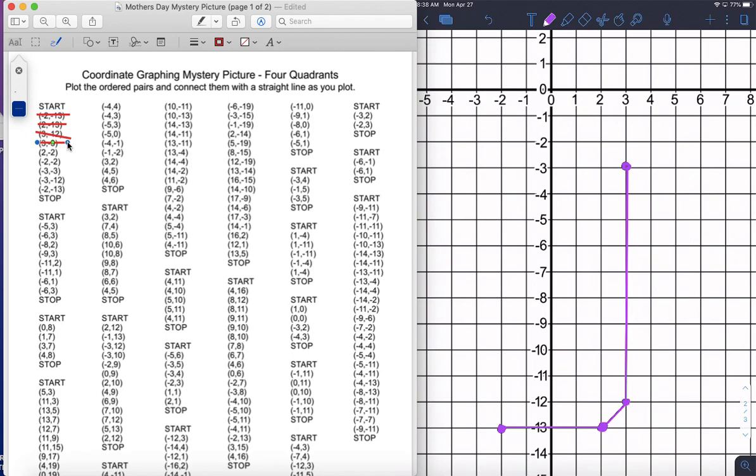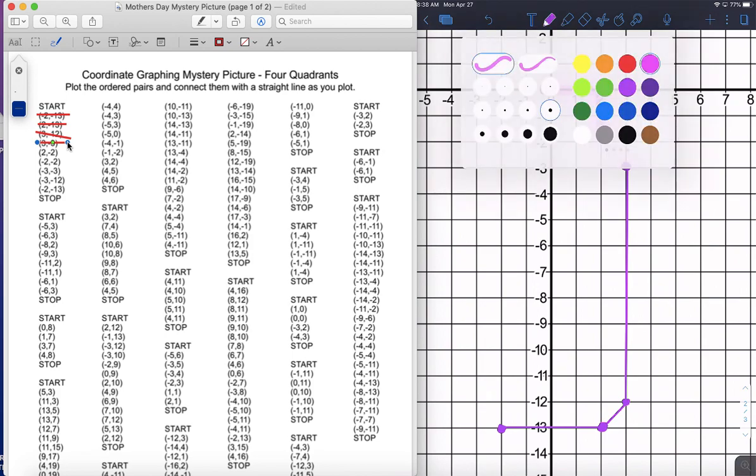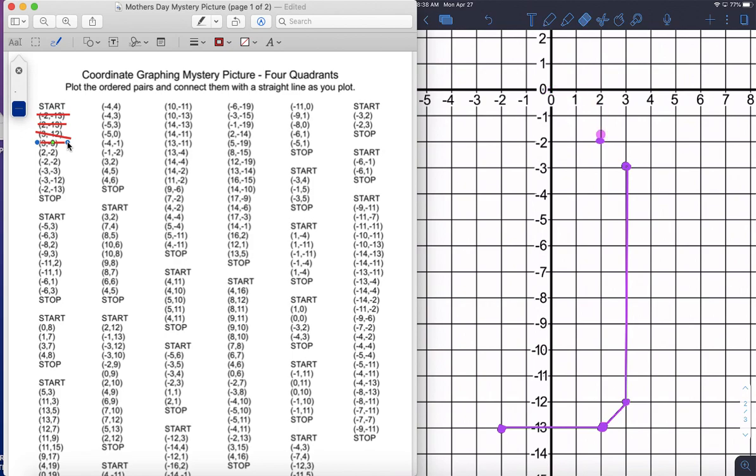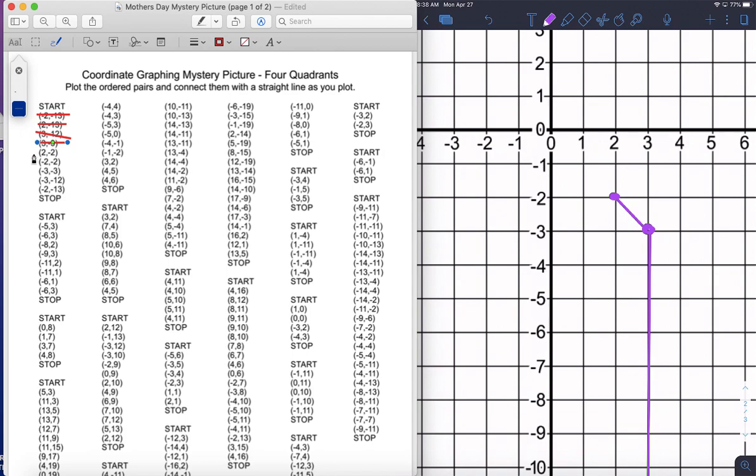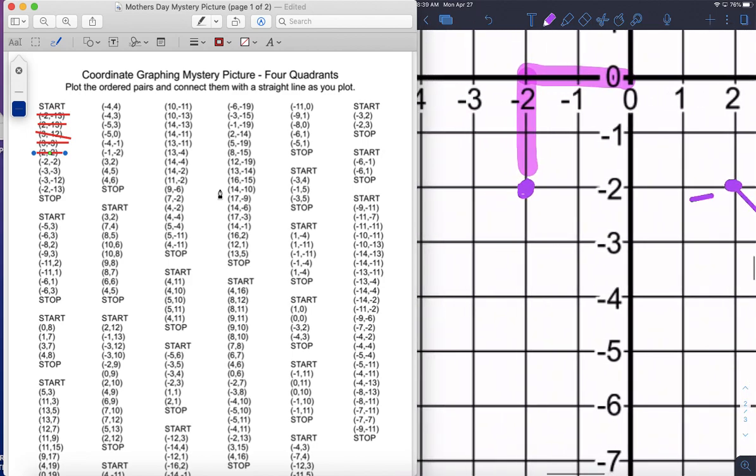+2, -2, so over 2 to the right, down to put my point right there, and then connect my dots, cross it off. -2, -2, so this time I'm going to the left 2, down 2, plot my points. I'm always connecting it to the last dot that I drew. And then cross that off.